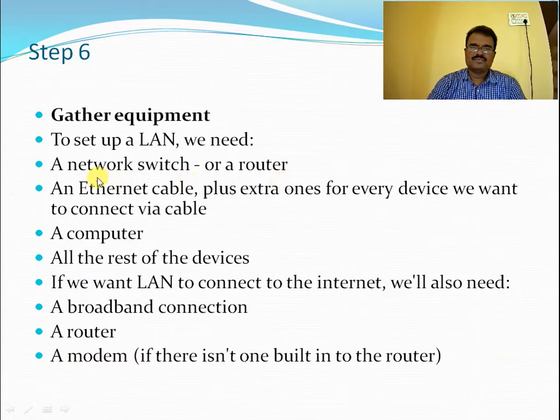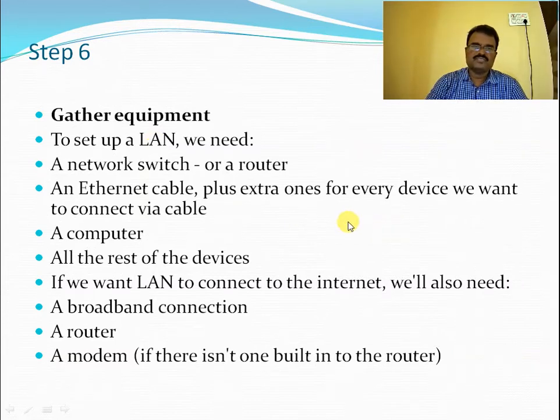We have decided how many switches and routers are required here. And we have also measured the cable length. According to the length which we have measured, we have to purchase it. The computer is required. For all the rest of them, we already have these devices which want network connectivity. If we want the LAN to be connected to the internet, we also need a broadband connection, nothing but an outside broadband connection. Generally, we get this broadband connection from ISPs, internet service providers, and a router and also a modem. So these are the equipment needed for establishing a LAN.